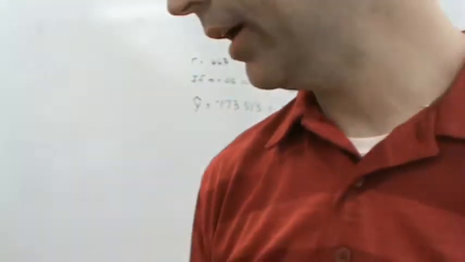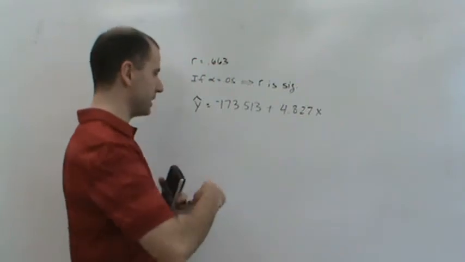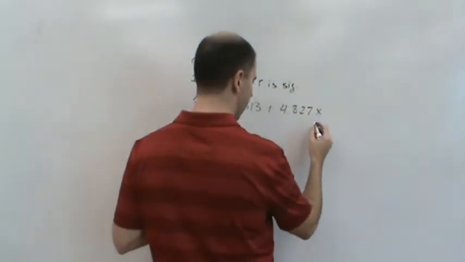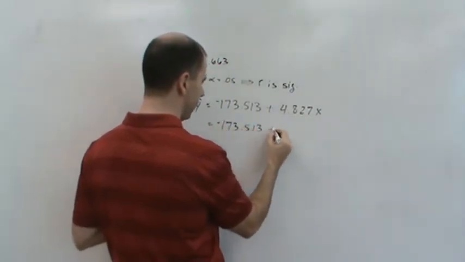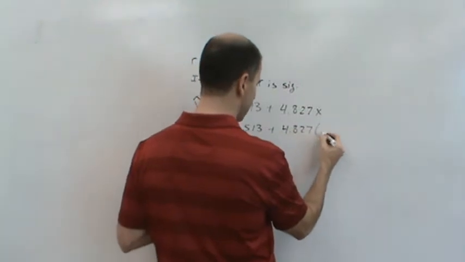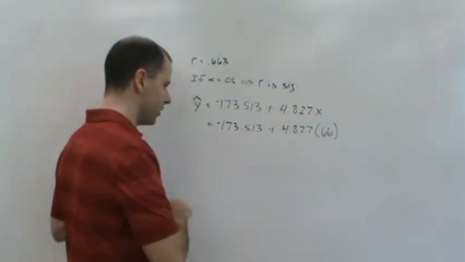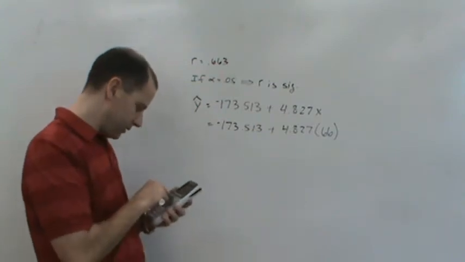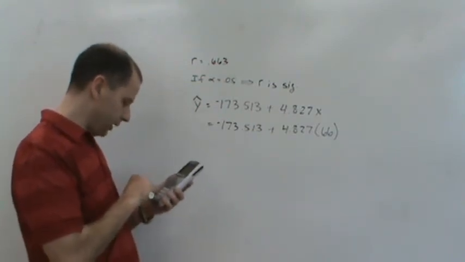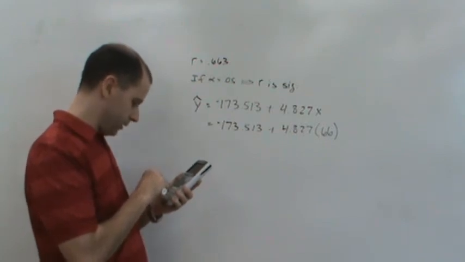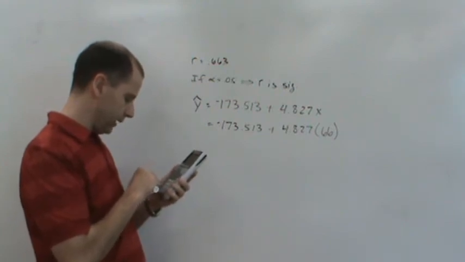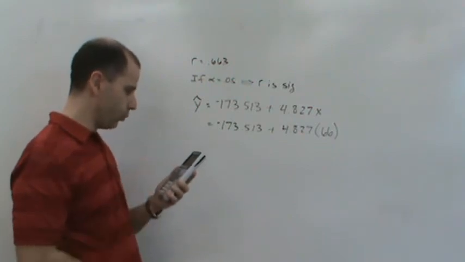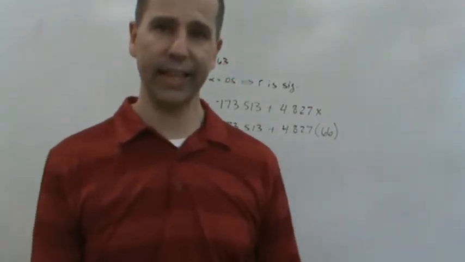But if you don't want to use the calculator, you can do the same thing. Just take 66 and plug it into here. So negative 173.513 plus 4.827 times 66, right? And then just plug and chug. So if I quit out of this and I just do negative 173.513 plus 4.827 times 66 and hit enter, I get 145.069. So I get the same answer.